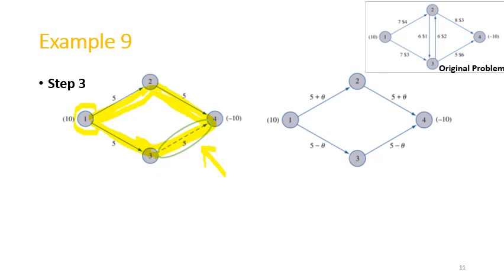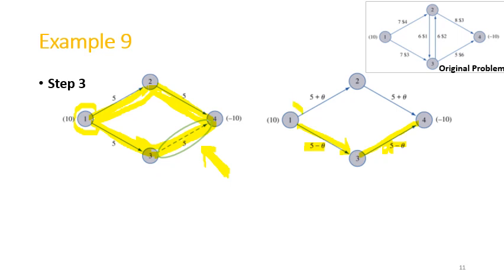When we have obtained the cycle, we start performing what we want. Here we want to reduce the flow from 3 to 4. So originally the flow from 3 to 4 equals 5. We are reducing it to become 5 minus theta. If we reduce the flow from 3 to 4, consequently we must reduce whatever coming into 3, right? So here we also reduce the flow from 1 to 3 to become 5 minus theta.